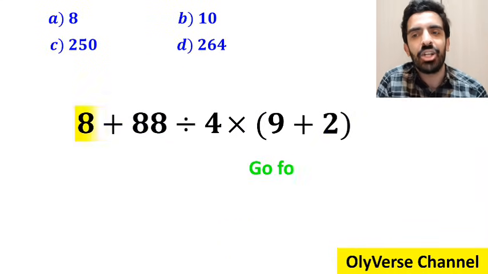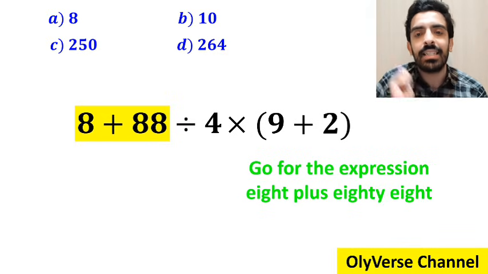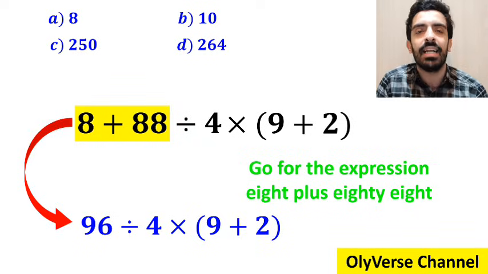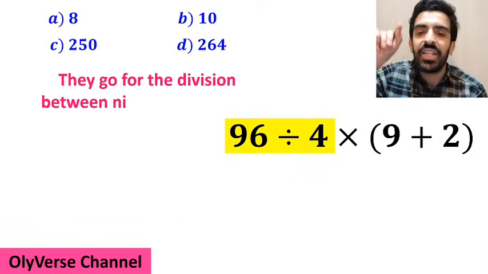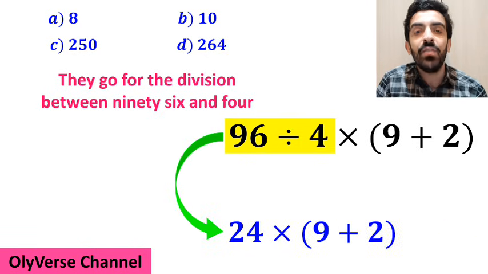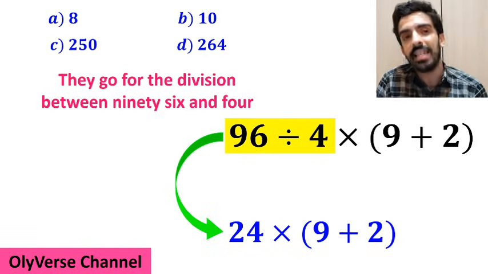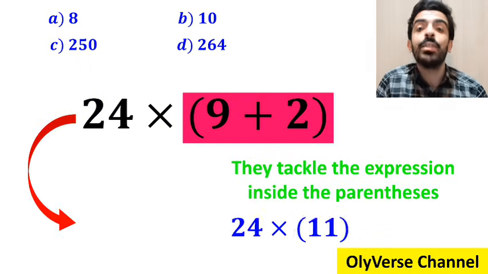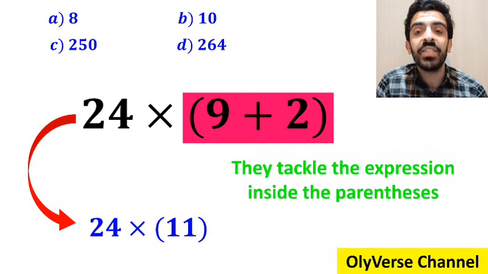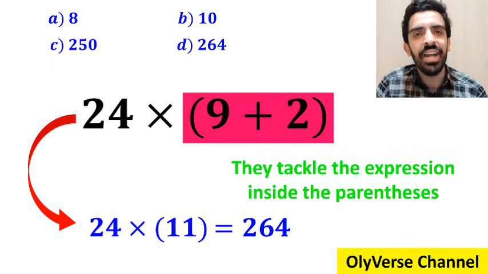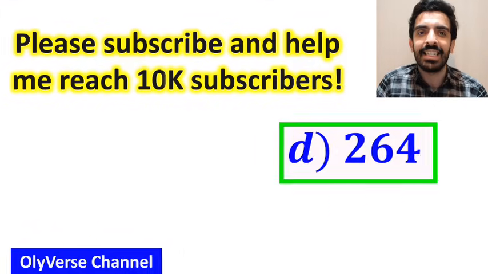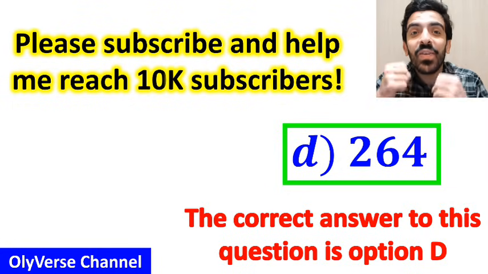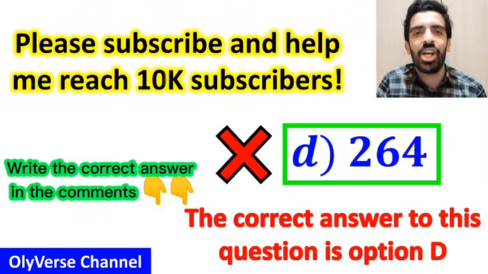Many people, when solving this question, first go for the expression 8 + 88 and write this expression as 96 divided by 4 times (9 + 2). In the next step, they go for the division between 96 and 4, and this expression simplifies to 24 multiplied by (9 + 2). In the final step, they tackle the expression inside the parentheses and write it as 24 times 11, which ultimately gives them the answer 264. Then, without any hesitation, they quickly say that the correct answer to this question is option D. But I have to say we were tricked, and it's not the correct answer to this question.